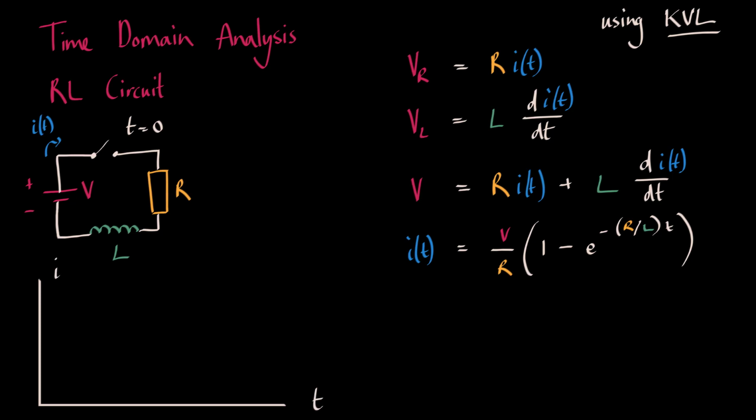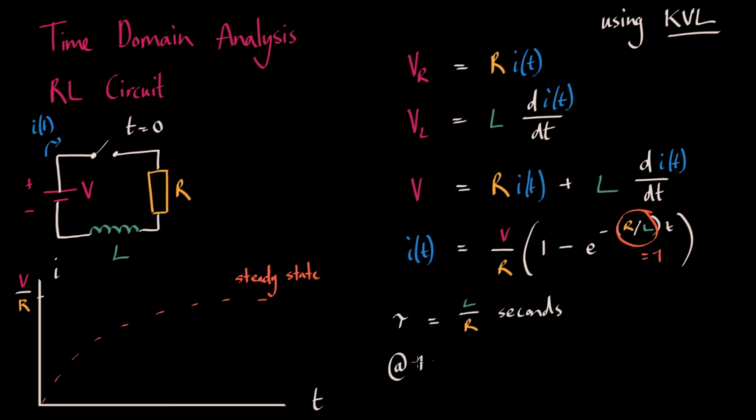If we graph the relationship of current versus time, you can see as time increases, the current through an inductor rises from its initial value of 0 and asymptotically approaches V on R, which is the steady state. The time constant, denoted tau, is the time at which R on L is unity, that is, 1. Thus, for the resistor-inductor transient, the time constant is tau equals L on R seconds. That means at 1 tau, the current is 63.2% of its final value.